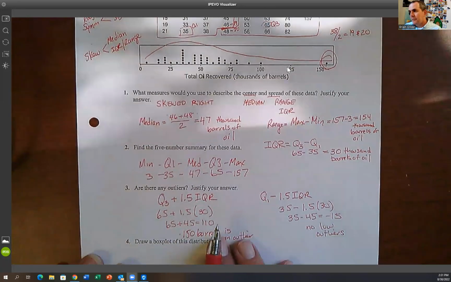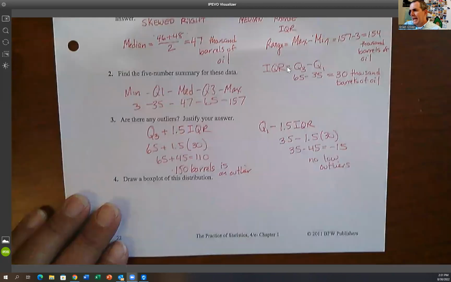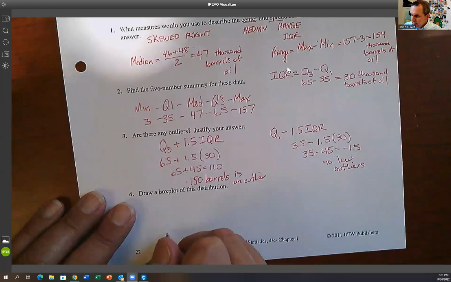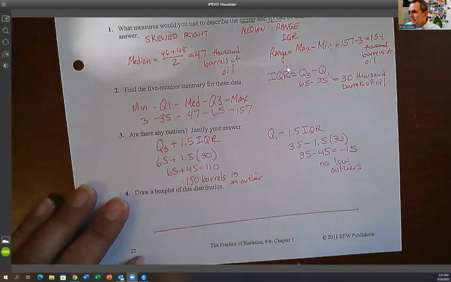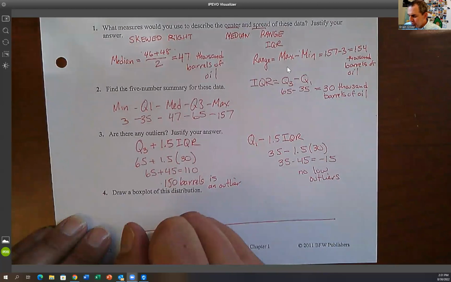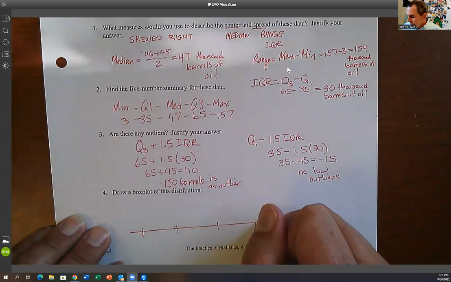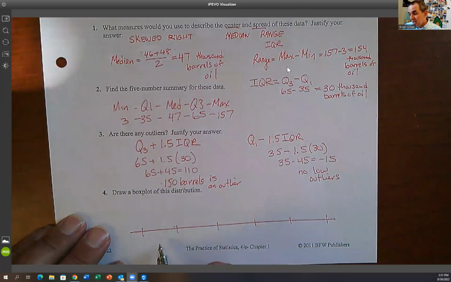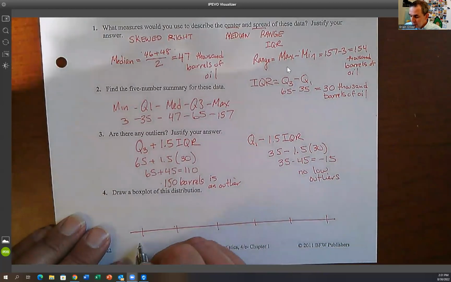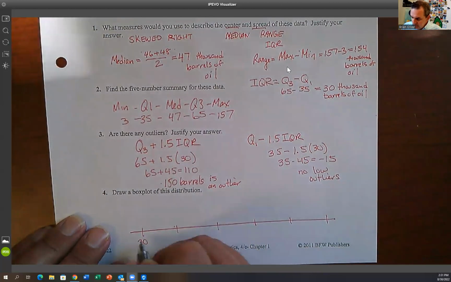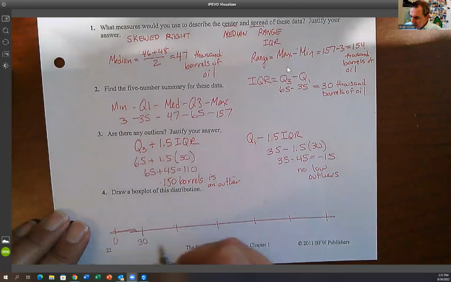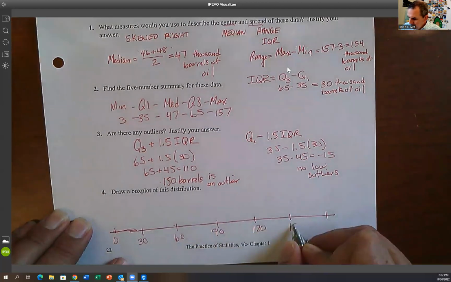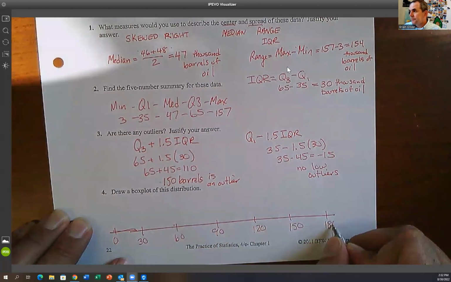When it comes to a box plot, folks, if there's any graph you're ever going to be asked to draw, it would be a box plot. What I would do is give you a number line, and on that number line I'd already have it hashed off somehow. Honestly, College Board will probably even number these. So College Board might say 0, 30, 60, 90, 120, 150, 180.